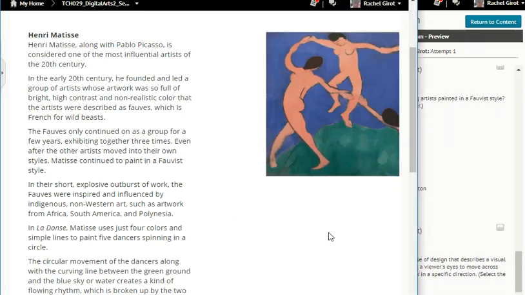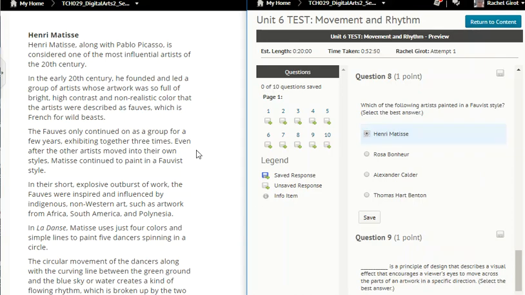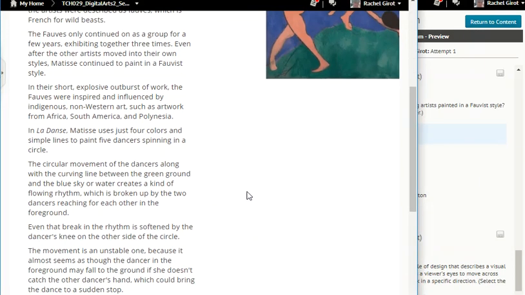Henri Matisse, along with Pablo Picasso, is considered one of the most influential artists of the 20th century. In the early 20th century, he founded and led a group of artists whose artwork was so full of bright, high contrast, and non-realistic color that the artists were described as fauves, which in French means wild beasts. The Fauves only continued on as a group for a few years, exhibiting together 3 times. Even after the other artists moved into their own styles, Matisse continued to paint in a Fauvist style. There we go. Henri Matisse was a Fauve, a wild animal.